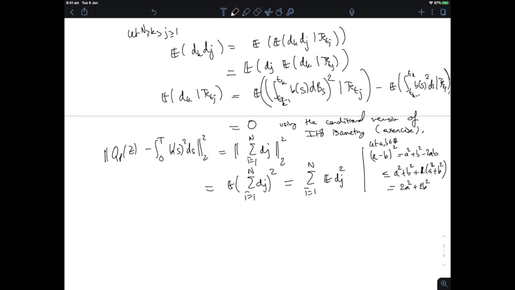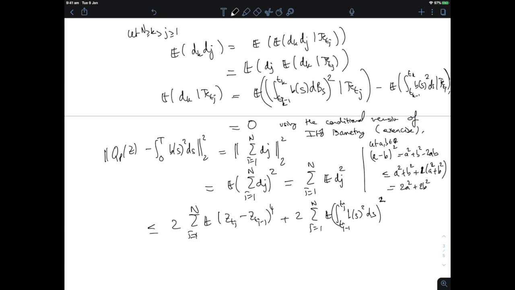So what I have here is smaller than twice the sum j equal 1 to n of the expectation of ztj minus ztj minus 1 to the power 4, plus twice the sum j equal 1 to n of the expectation of the integral from tj minus 1 to tj of bs squared ds, and that is being squared.